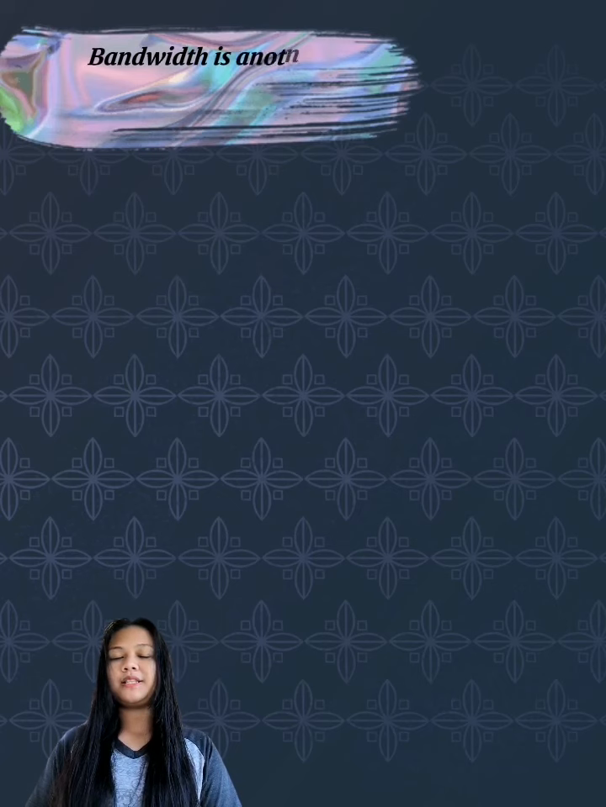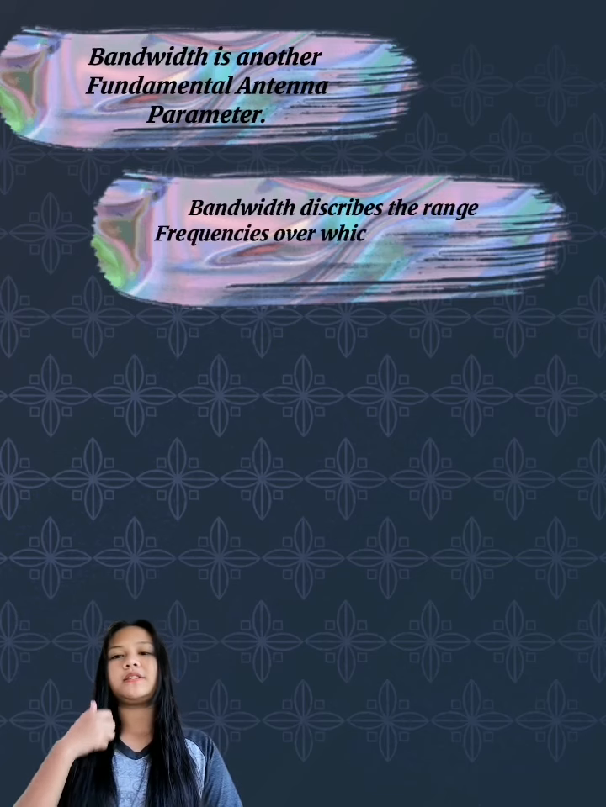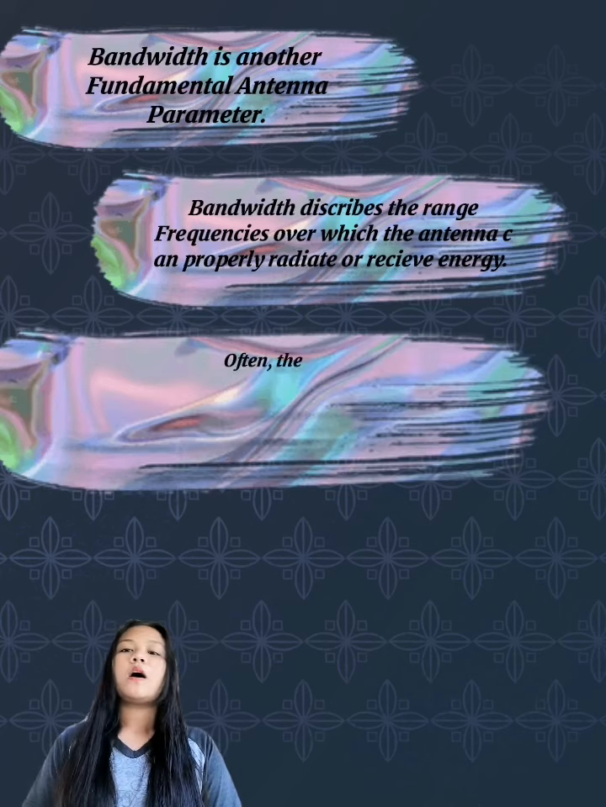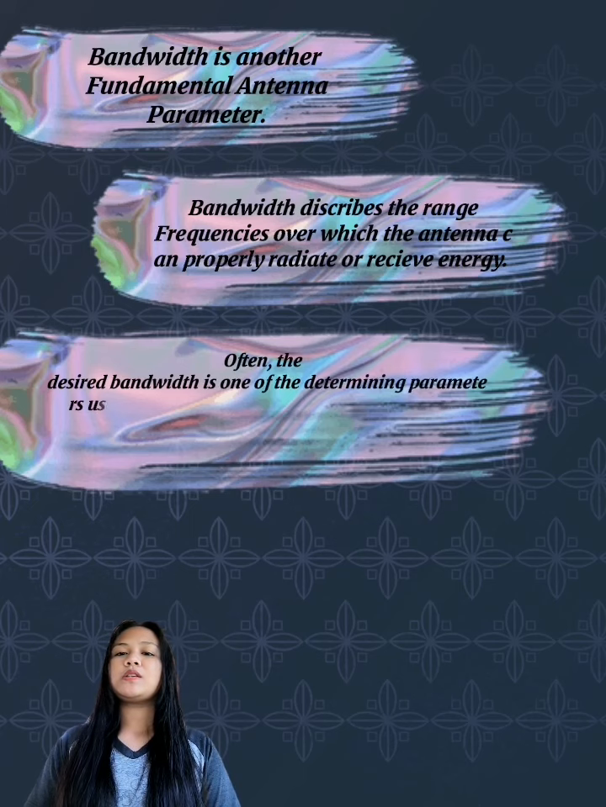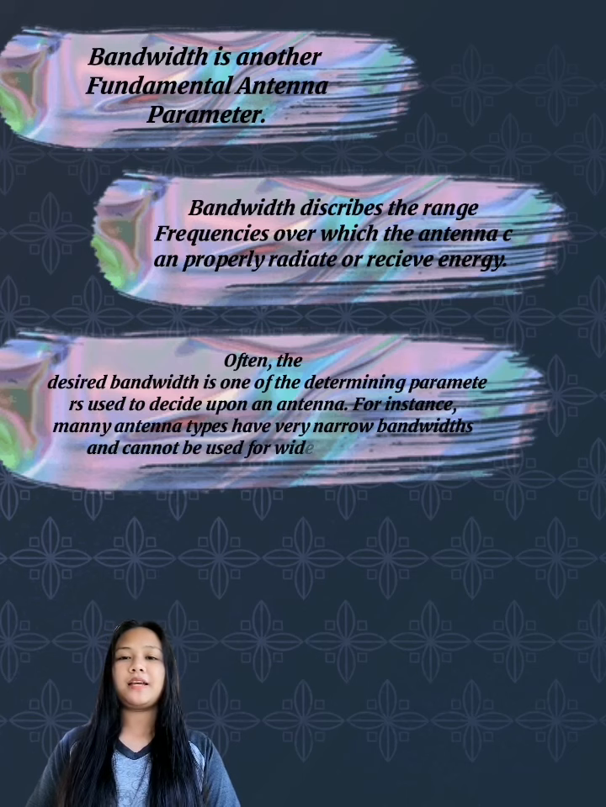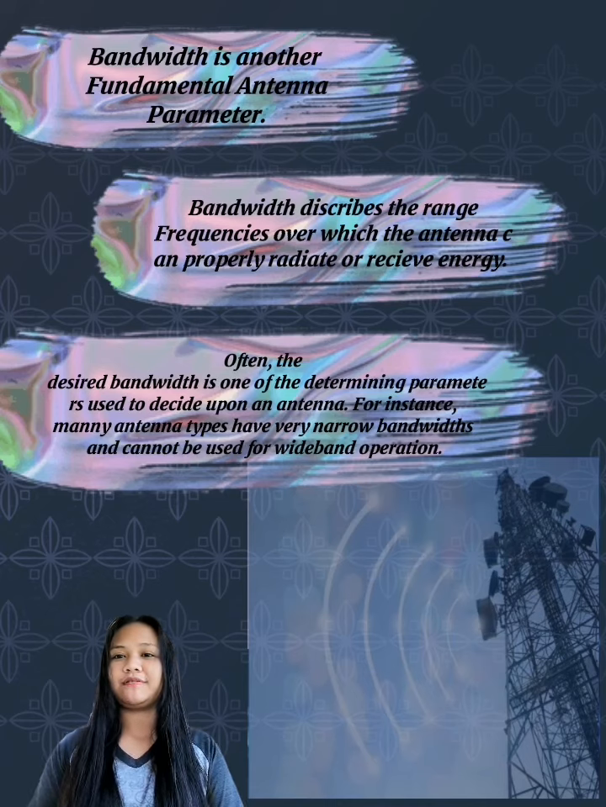Bandwidth is another fundamental antenna parameter. Bandwidth describes the range of frequencies over which the antenna can properly radiate or receive energy. Often the desired bandwidth is one of the determining parameters used to decide upon the antenna. For instance, many antenna types have very narrow bandwidth and cannot be used for wideband operation.